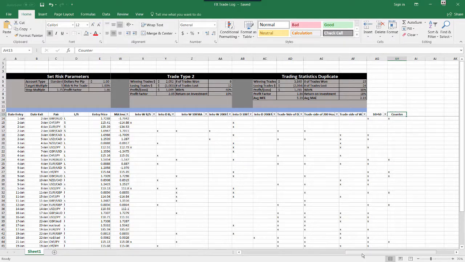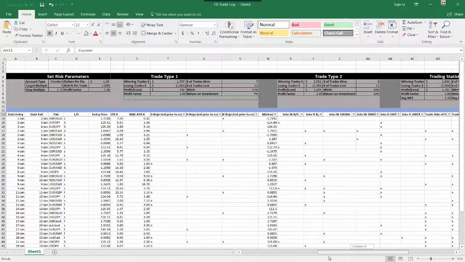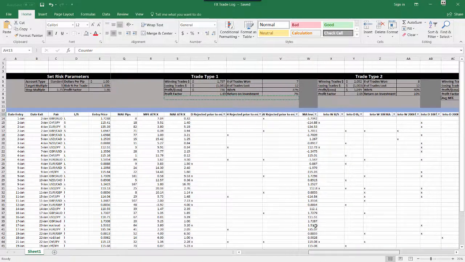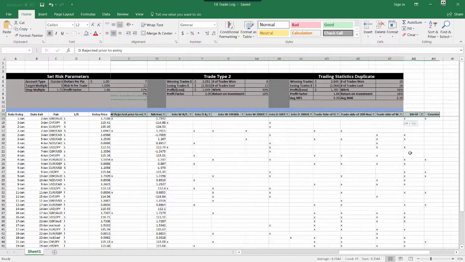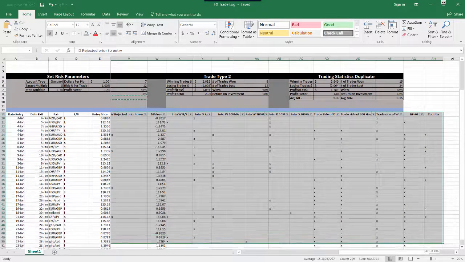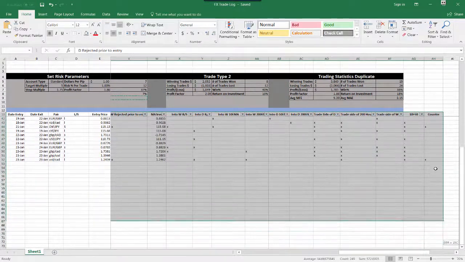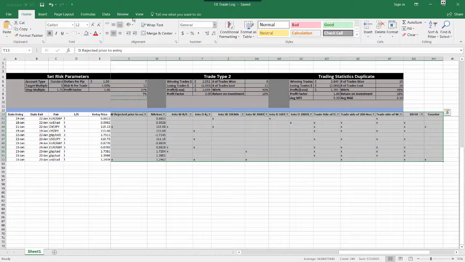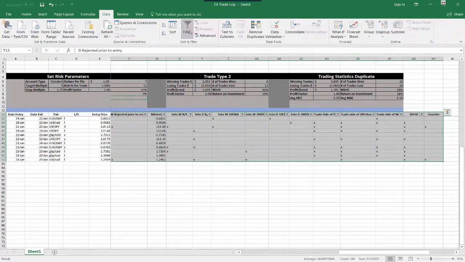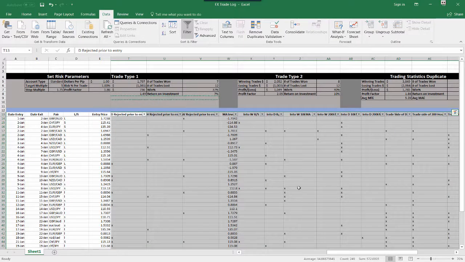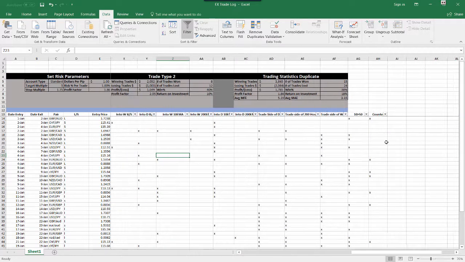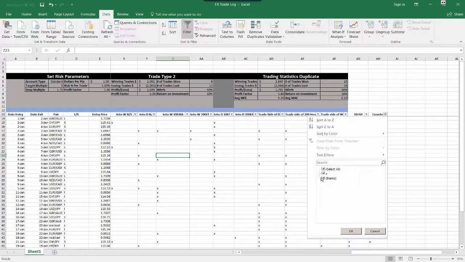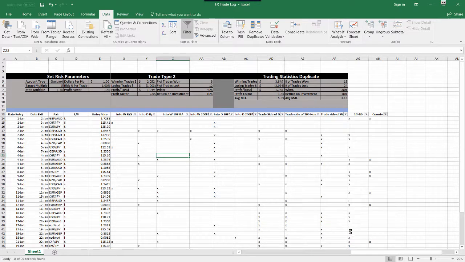Unfortunately, I don't have this set to filter. Hold on, guys, bear with me here. Alright, data, filter. Alright, now we're set. Okay, so let's filter out these. So I'm going to get rid of the blanks.